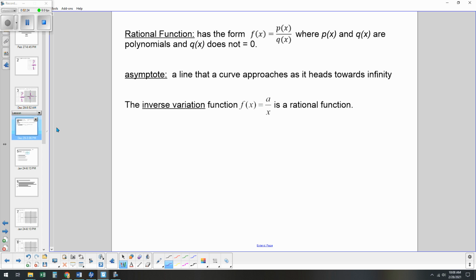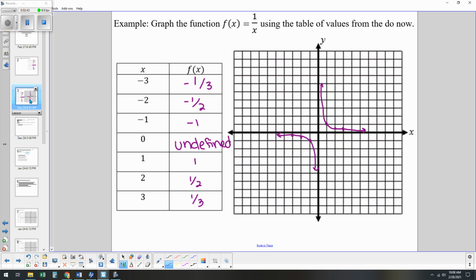So all rational functions are the form p of x over q of x, where these are both expressions, polynomials, and the bottom cannot equal 0. So those lines that it doesn't touch are called asymptotes. So it's a line that a curve approaches as it heads towards infinity. So in our previous problem, the line y equals 0 and x equals 0, or the x and y axis, would be considered our asymptotes because it's never ever going to cross those lines. Right? They're going to get really close but not cross them.